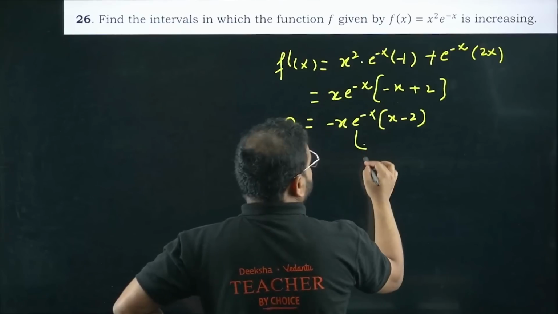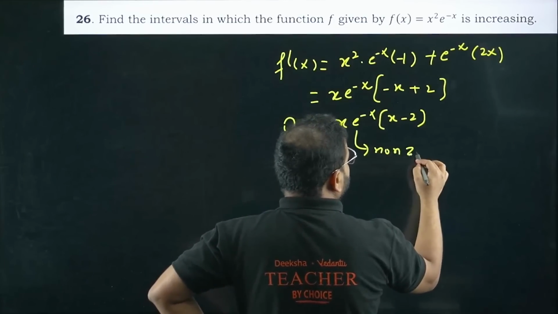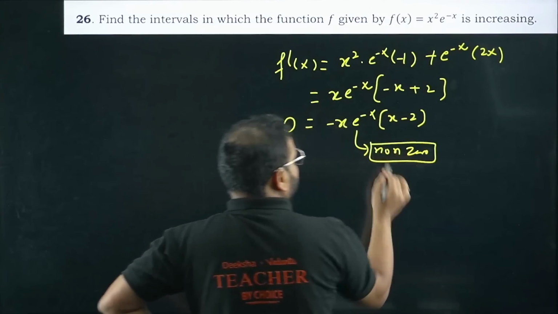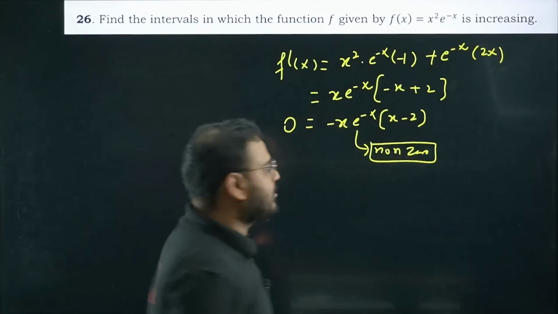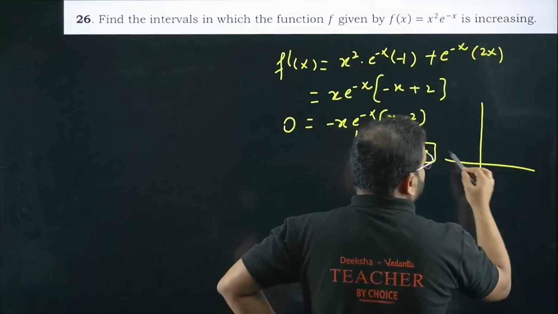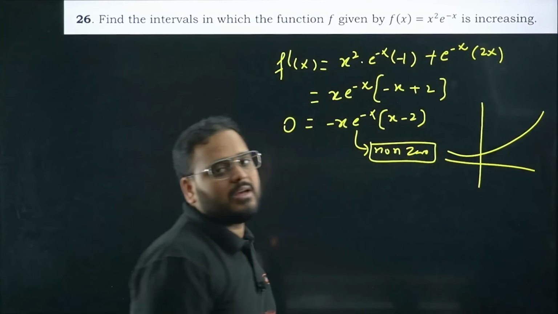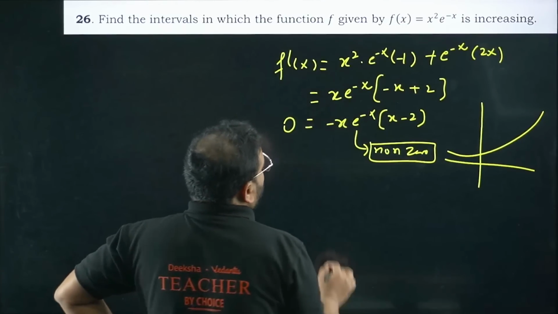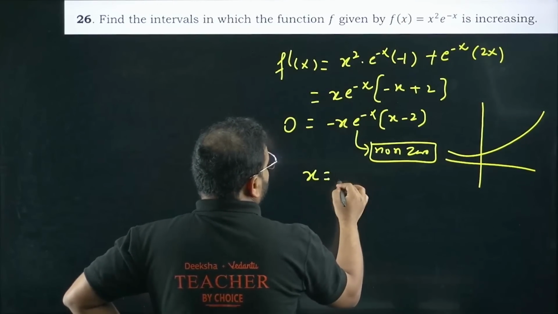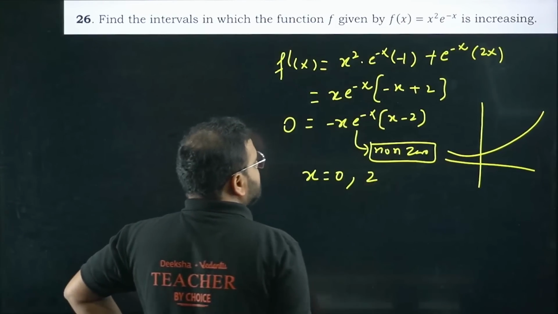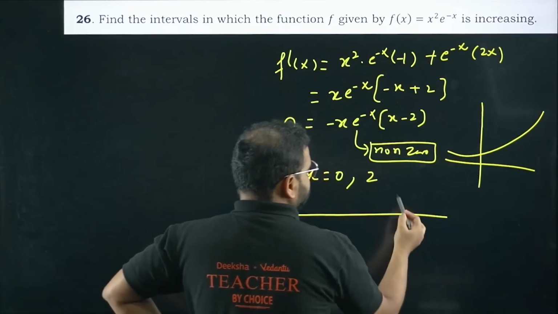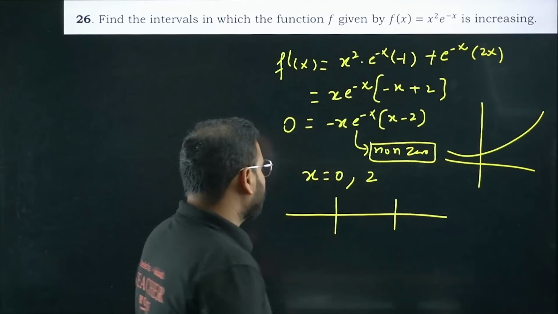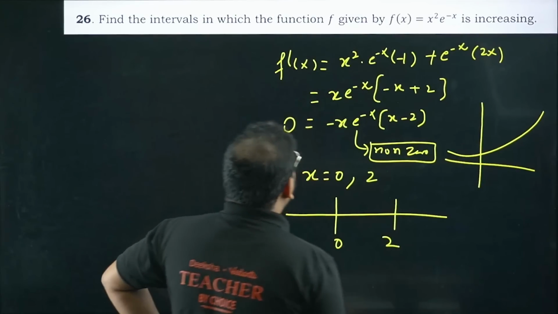The exponential is a non-zero function, always non-zero. It means the exponential function does not have to be part of your solution. This function will never be touching the x-axis, so never 0. So basically my critical points are 0 and 2. I'm looking for increasing, right?